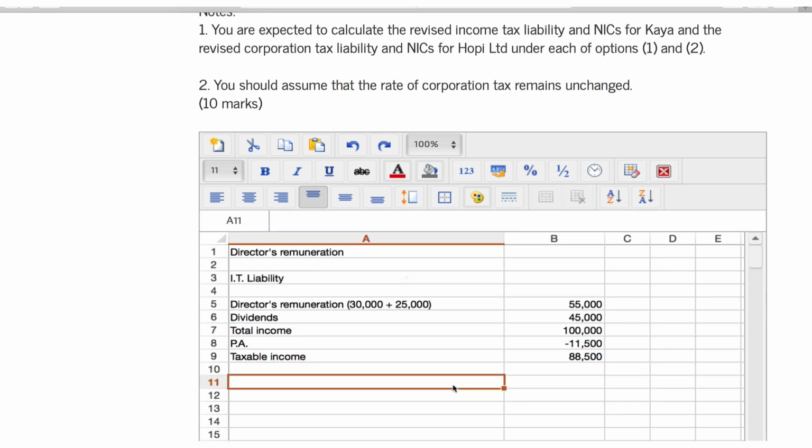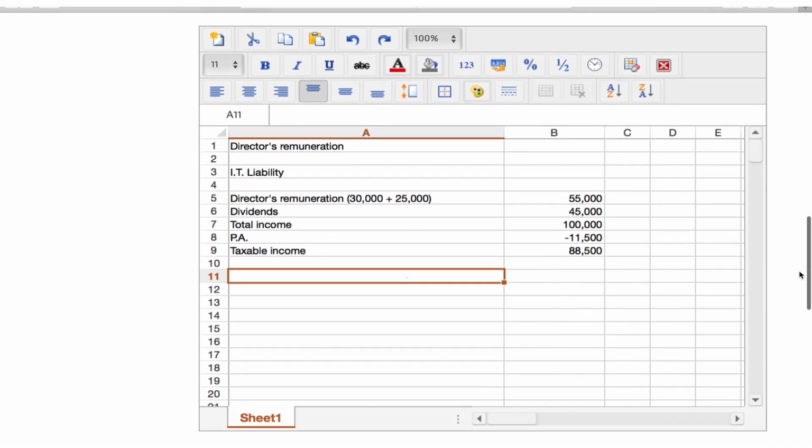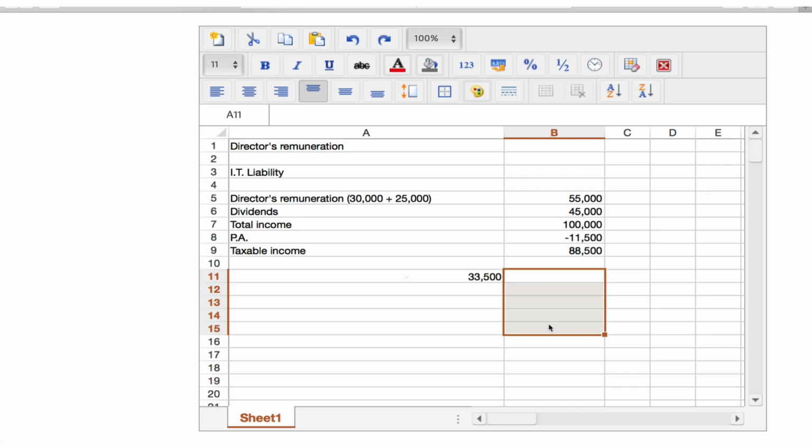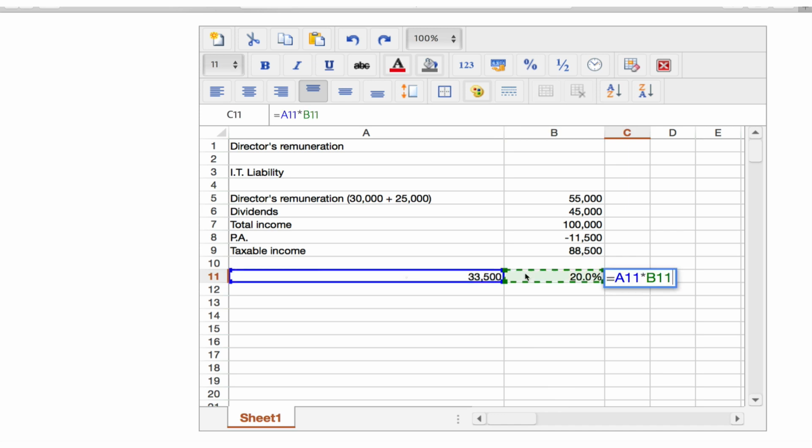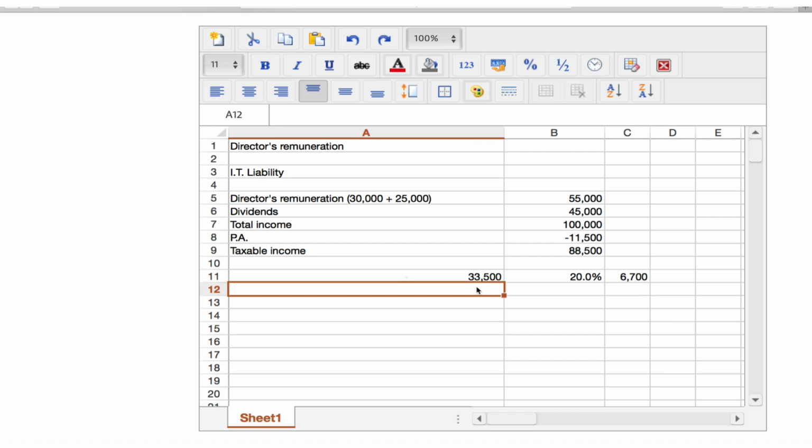Now let us move on to calculating my liability. You know that my basic band is of course $33,500. So we have $33,500 over here. And let's just make these percentages. We need this to be taxed at the 20% rate. So what is that going to be? This multiplied by this is $6,700.